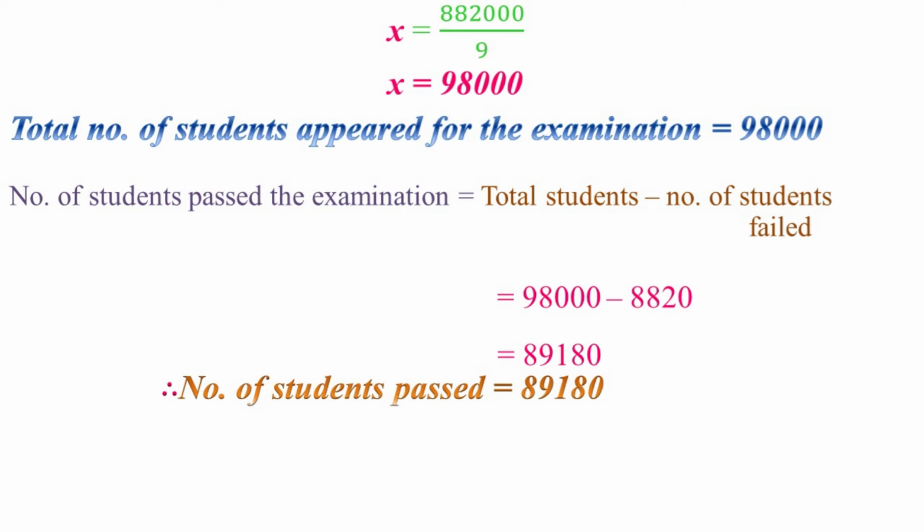Therefore, number of students passed is equal to 89,180.